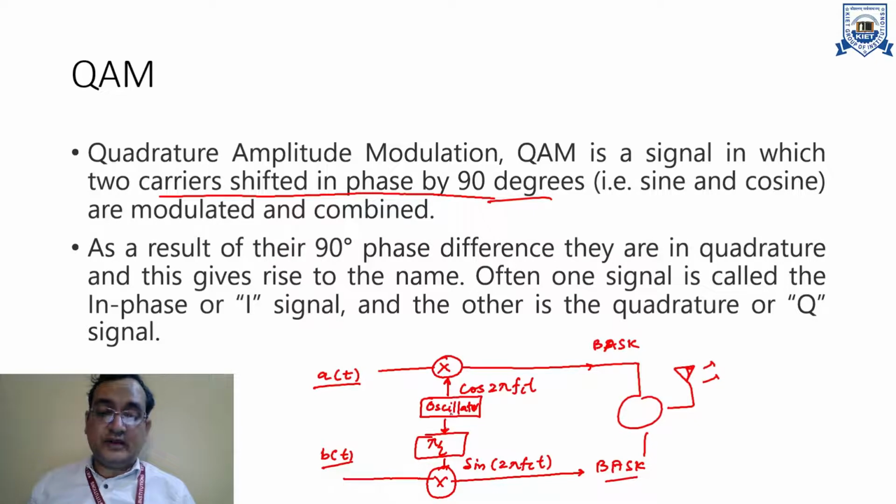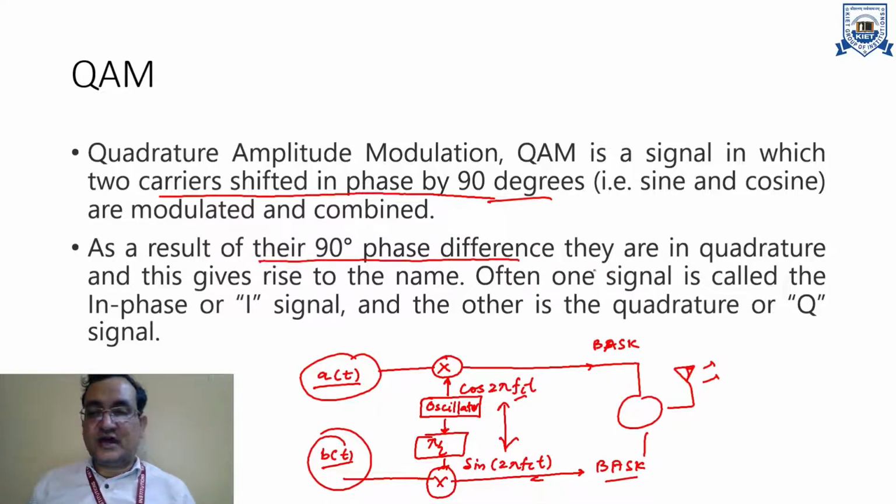Now, point to be noted that you are sending two bit streams or two data with the help of the same frequency, but these two carriers are separated with the help of the pi by 2 phase shift, right? So as a result of their 90 degree phase shift difference, they are in quadrature, and this gives rise to the name quadrature amplitude modulation. Often one signal is called the in-phase signal. So for example, when I am applying this cos of 2 pi fct, this will be in phase, right? And that will be the quadrature phase, right? Quadrature.